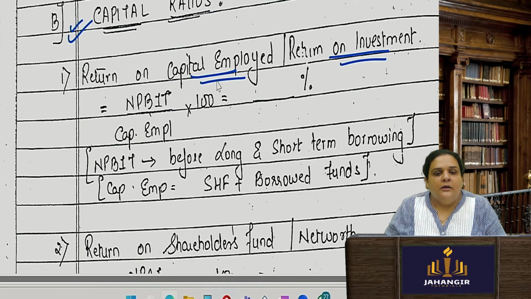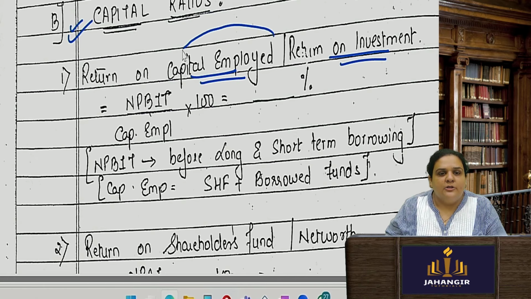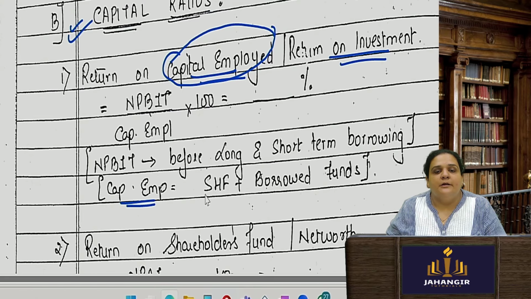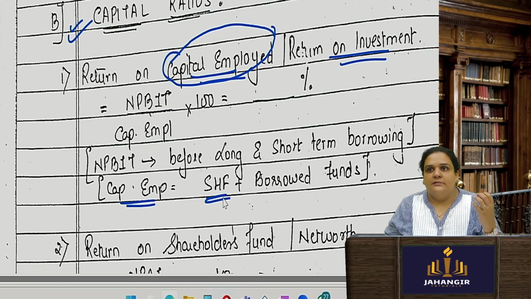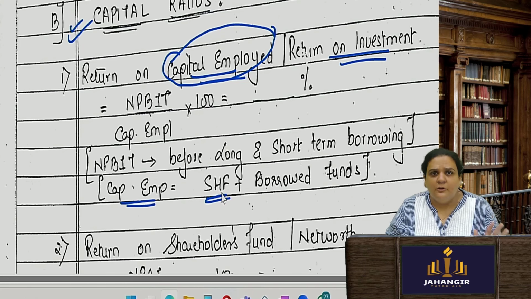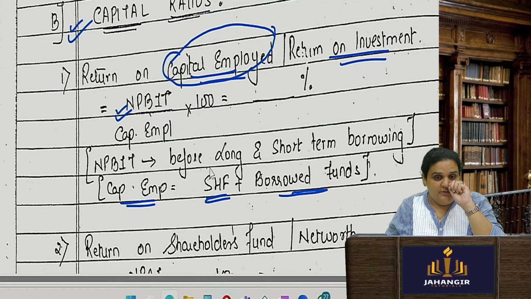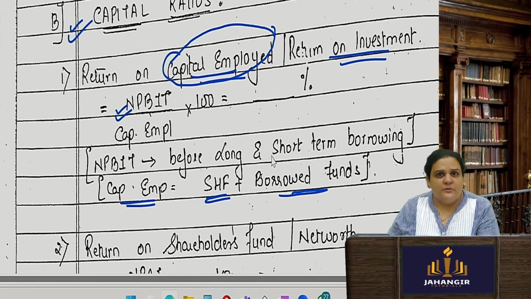Okay, return on capital employed means what? What is your actual amount of capital which you are using to run the business? Your capital employed is nothing but your shareholders funds, which is your equity share capital, preference share capital, your reserves and surplus, everything belonging to your shareholders, plus any kind of borrowed funds. That ratio you can find only with the help of NPBIT, net profit before interest and tax. Which interest? Before long term and short term borrowing interest which we have.